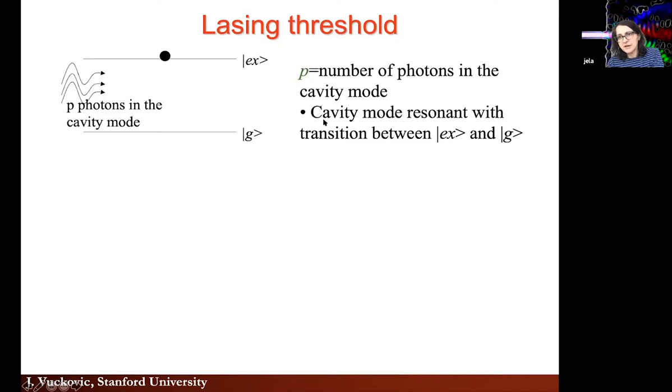So the way to reduce the lasing threshold is to increase the Q factor and increase the beta factor. Of course, you don't want to increase the Q factor to infinity or to very large values. Why do you think that would not be desirable? Why would I not want to have Q go to infinity to reduce lasing threshold?